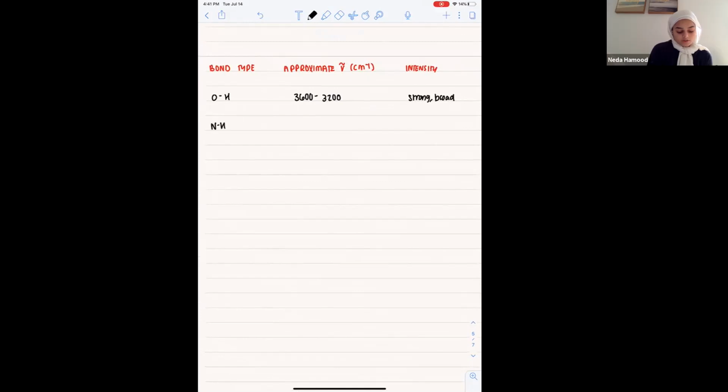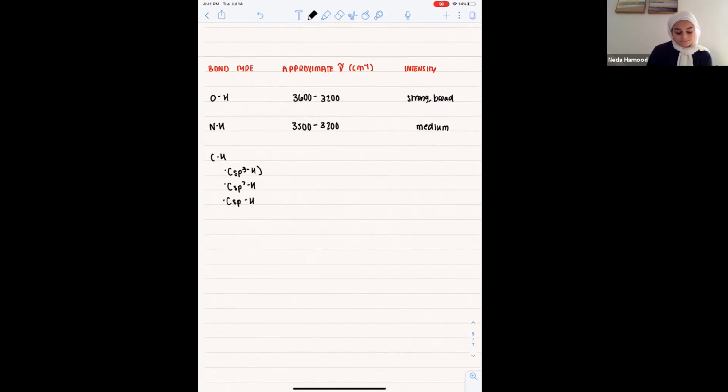We have NH. This is going to be another 3,500 to 3,200. Going to be medium. Let's say that we have C to H, so we might have C sp3 H. And Dr. Dowdy even mentioned today in class that this is a little bit harder to see, just because you'll have the peak like this and then it's super tiny like that. But anyways, let's just write it for the sake of writing it.